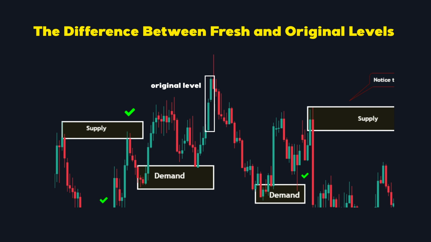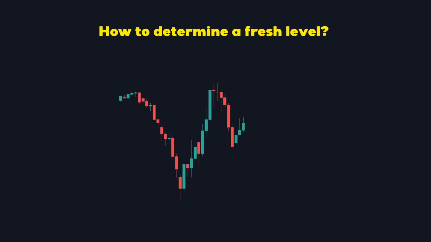An original level is a supply or demand zone that is created out of nowhere. If the supply or demand zone is a reaction of a previous opposing supply or demand zone, the zone is not considered original. An original level can also be fresh. The freshness of a level depends on whether price returns to the level or not. To be an original level, the zone has to appear from nowhere and not be a reaction to a previous zone.